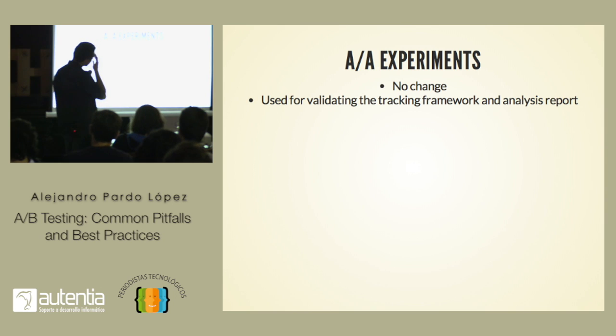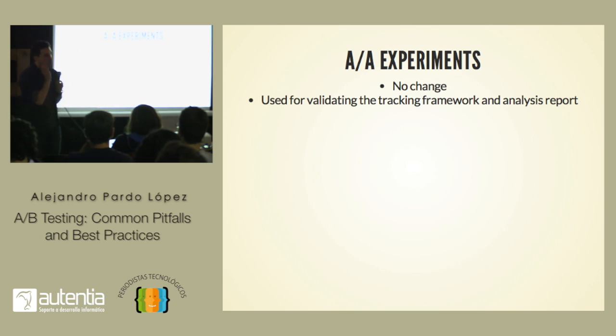And then you have these experiments, which are the AA, where basically you don't change anything. The website is the same. These tests are to make sure that your tool, the one that is going to give you the report, is giving you accurate results. To make sure that you are tracking the visitors you expected, and the tool is telling you the right data. This is really important.